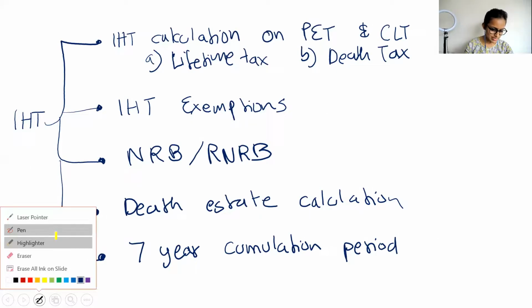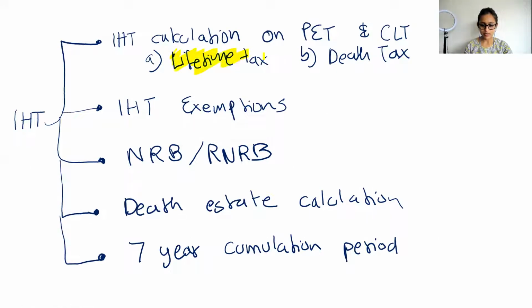The difference between death tax and lifetime tax. So lifetime tax is there as well as death tax, so be careful what they ask you in the question. Then the exemptions in IHT, that's also a very frequently tested topic. Then the concept of nil rate band and residence nil rate band, especially with regards to transfer of spouse's unused nil rate band, that also gets tested very frequently. Then the calculation of the death estate: they ask you either for the chargeable estate or for the gross chargeable estate. They can also ask you for the tax calculation, the IHT arising upon the death estate, then the 7-year accumulation period, and the payment dates are also important.